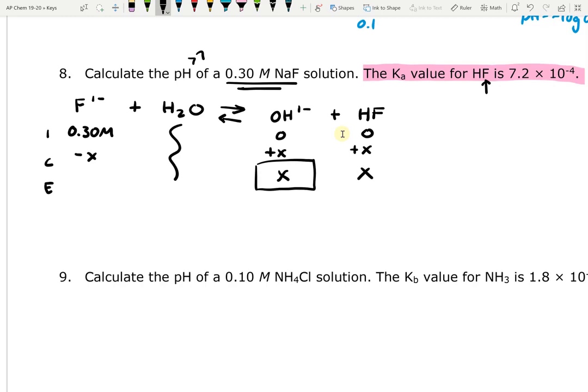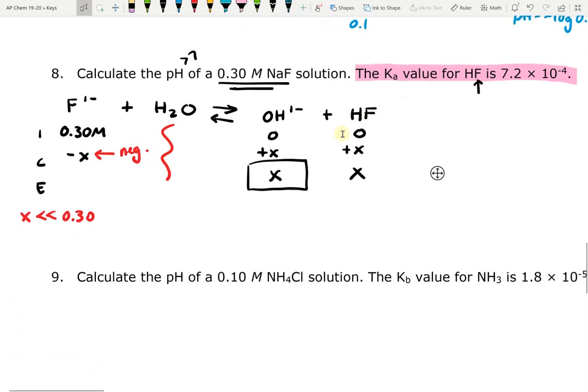Now, how do we know again that our x over here can be treated as negligible? You can treat it as negligible in nearly every weak acid-base problem, and there's no exception here. In a weak acid-base problem, the amount of x being lost is going to be quite small by comparison to the 0.3 moles per liter that we're taking it away from. So I'm going to go ahead and call this negligible. You can write down "negligible," or as I've shown you before, mention that x is far, far less than 0.30 molar. So we're going to go ahead and treat it as negligible.